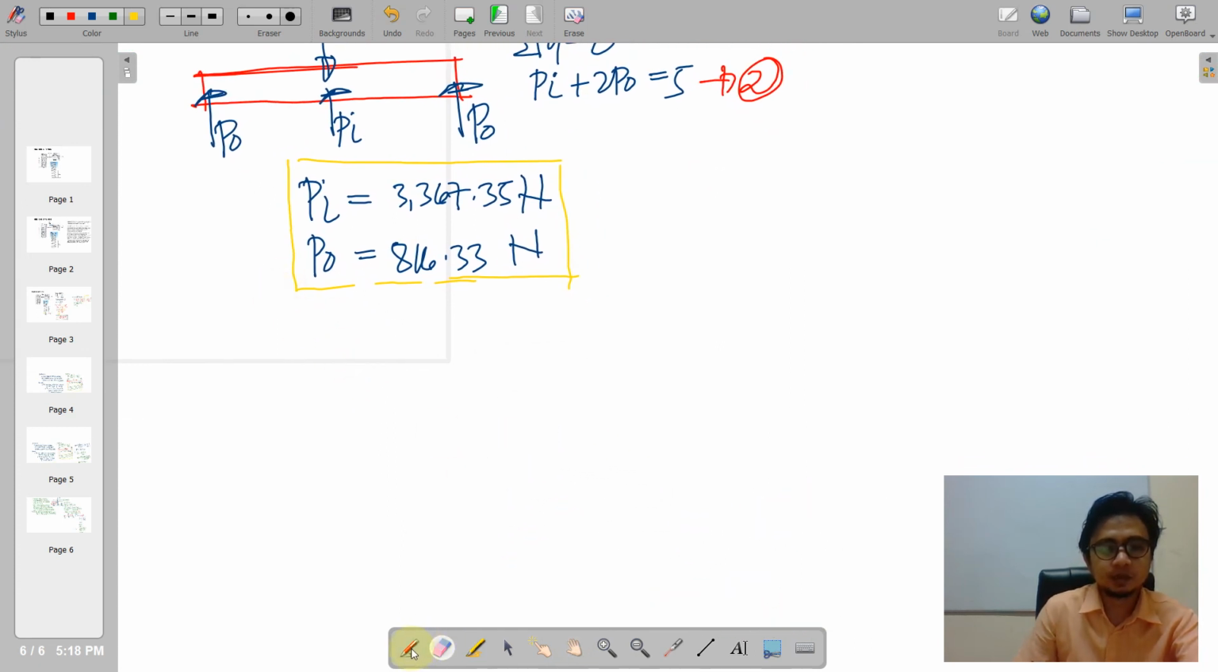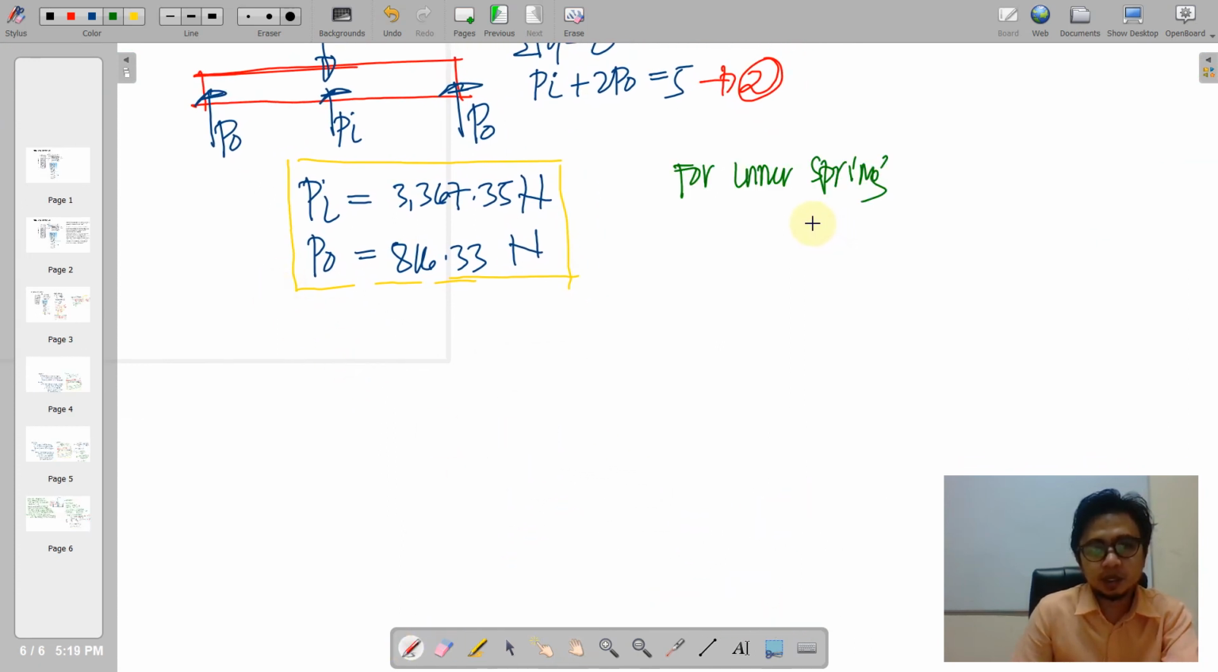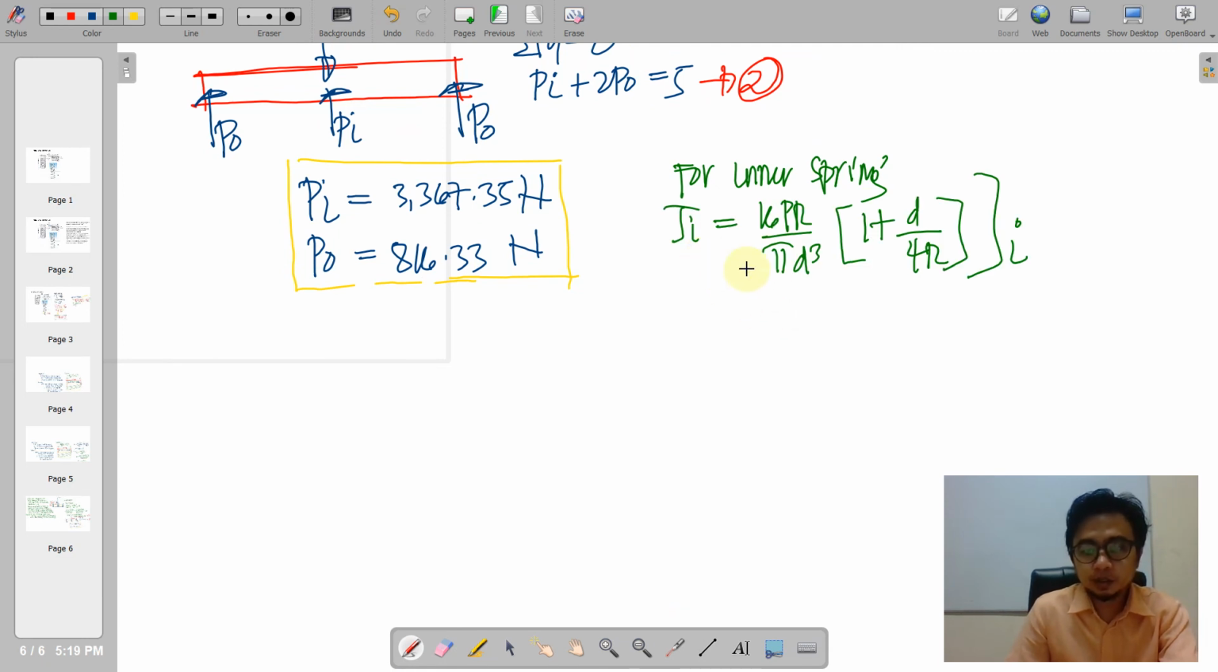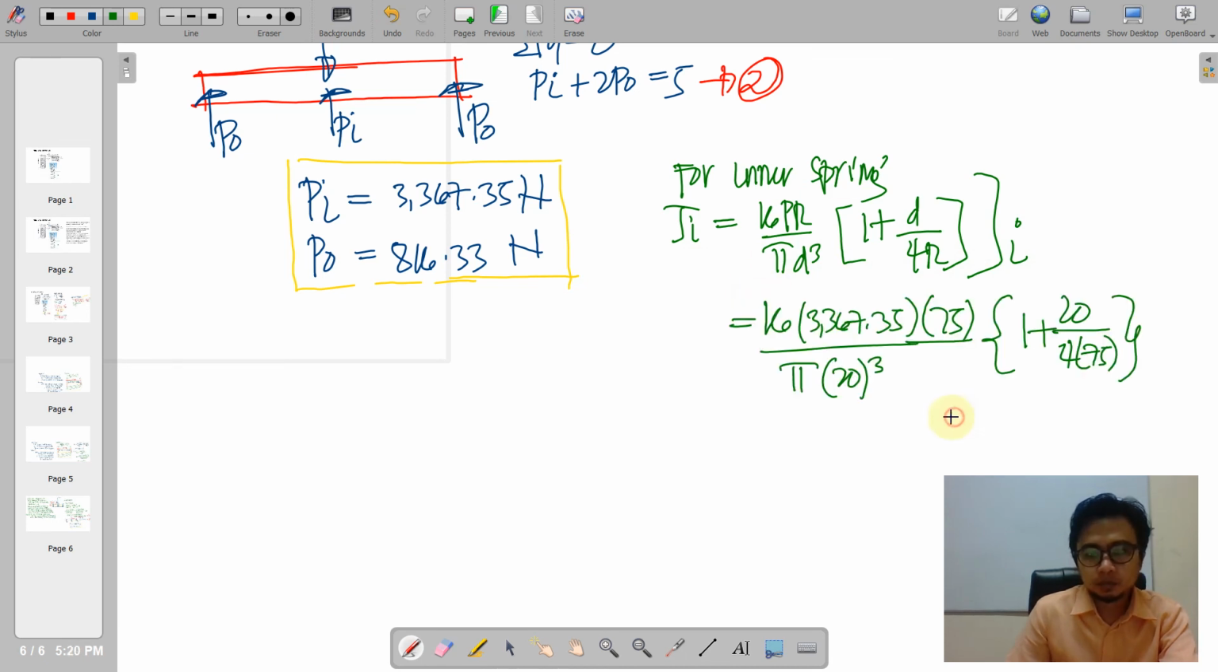We erase that first. For the inner spring, we have this one. Of course, this is exclusive for the inner spring. So we substitute all of the values. So here it is. Just adapt this P here, and then just substitute the mean radius as well as the wire diameter. So we come up with 171.49 megapascals.